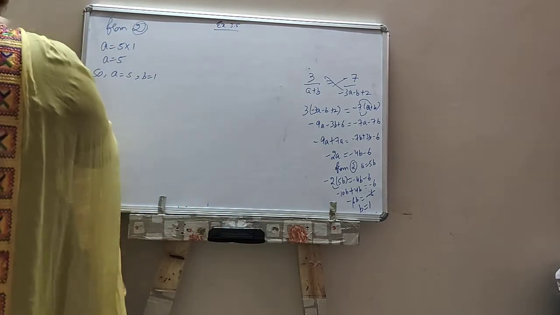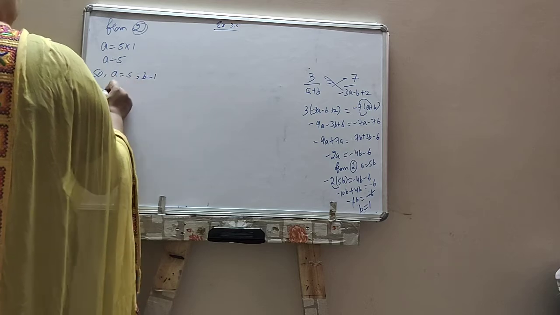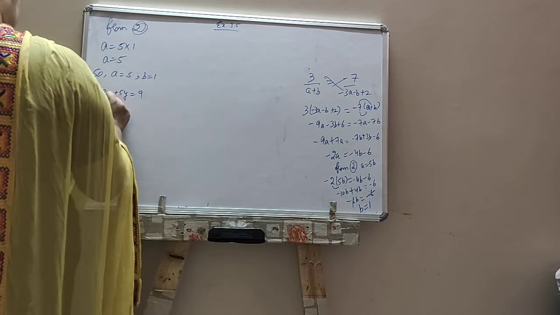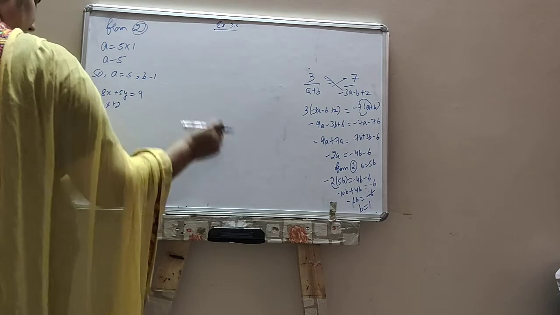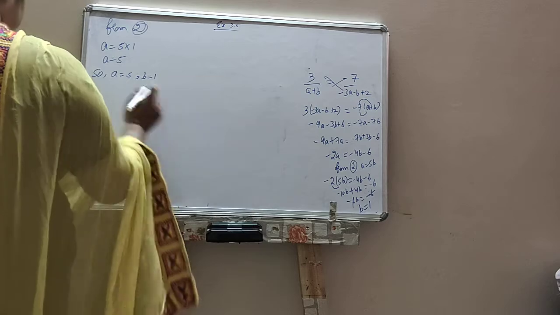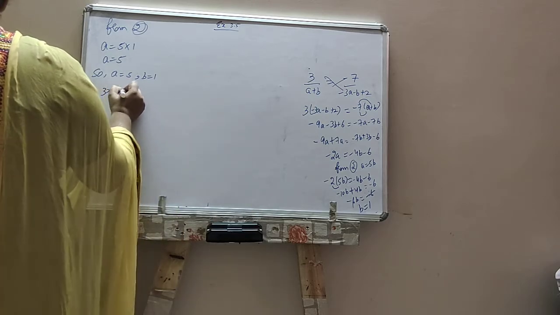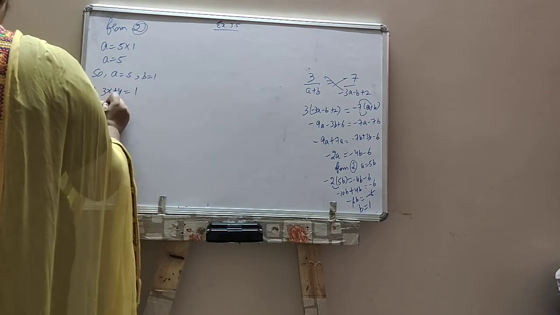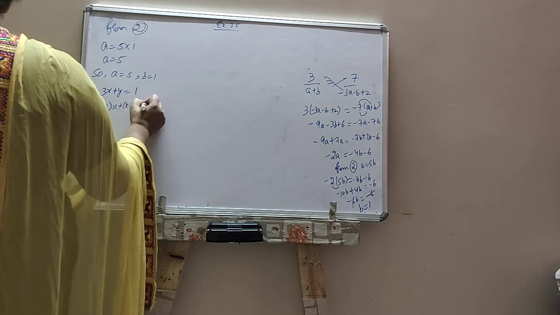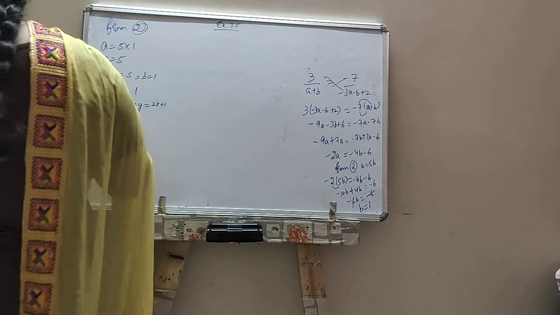Second part, 8x plus 5y is equal to 9. 3x plus 2, it is third question, but the second part. 3x plus y is equal to 1. 2k minus 1 x plus k minus 1 y is equal to 2k plus 1.